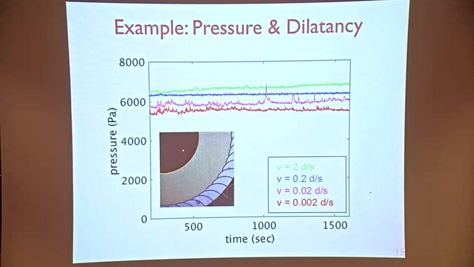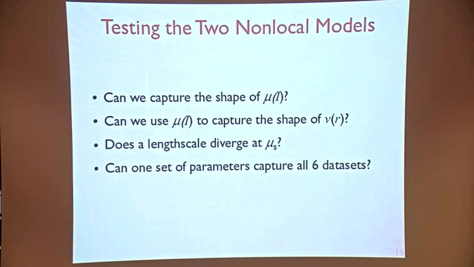So we're going to test these 2 non-local models and see how they do. By the way, they do great. I'm going to skip to the punchline: they both do fabulously. We're going to test them 4 ways. One is, can we capture the shape of mu of I? You'll get some numbers in a second. Can we use that mu of I to go back and say that the velocity profile makes sense? This is what has been done in experiments in the past.